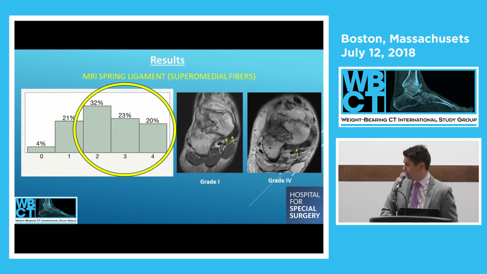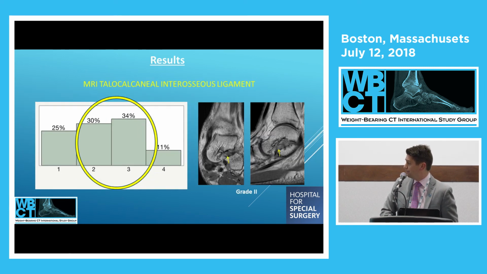MRI for spring ligament, we're talking about the supermedial fibers, most of them were stage 2, 3, or 4. For the talocalcaneum, most of them 2 or 3. So the ligament injuries or the ligament degeneration was found to be higher than the posterior tibial tendon. So again, posterior tibial tendon is probably not a good marker for the disease. So we should definitely stop saying posterior tibial tendon dysfunction. It's just part of it.